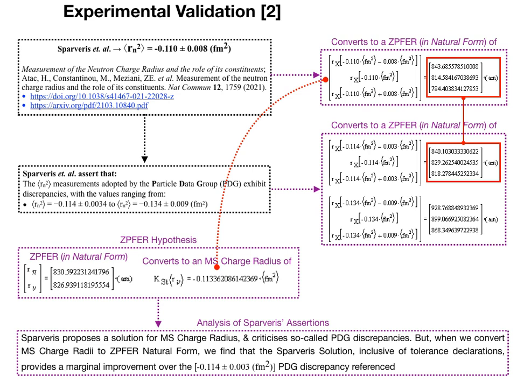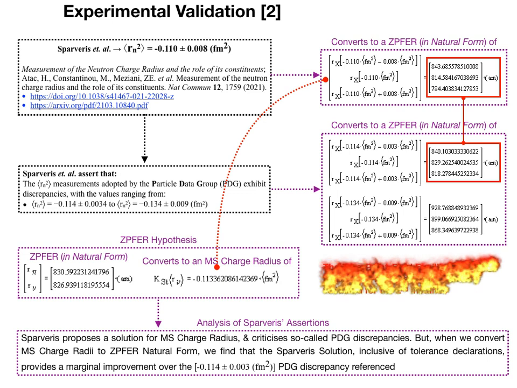But, when we convert mean squared charge radii to the natural form of zero-point field equilibrium radius, we find that the Sparveris solution, inclusive of tolerance declarations, provides a marginal improvement over the first particle data group discrepancy referenced. So in fact, not much significantly new information can be derived from the Sparveris solution. However, the overlap between the solutions boxed in red indicates that the zero-point field equilibrium radius hypothesis has been validated for the second instance based upon published experimental observations.